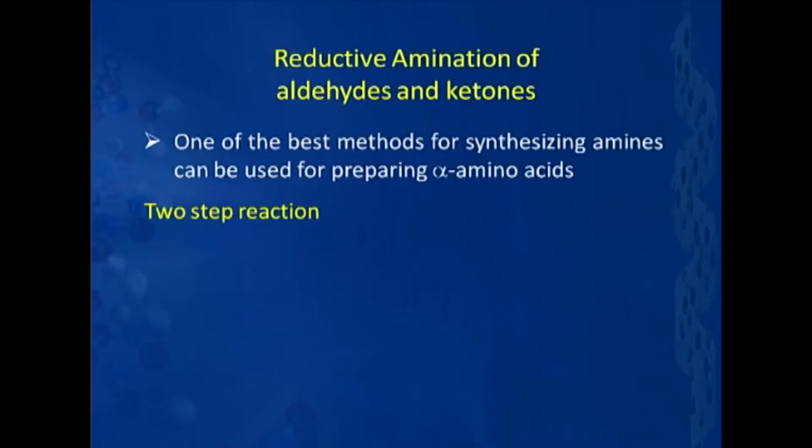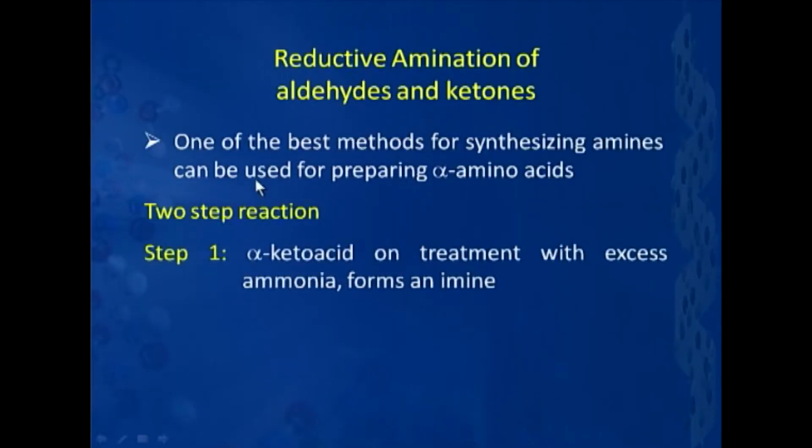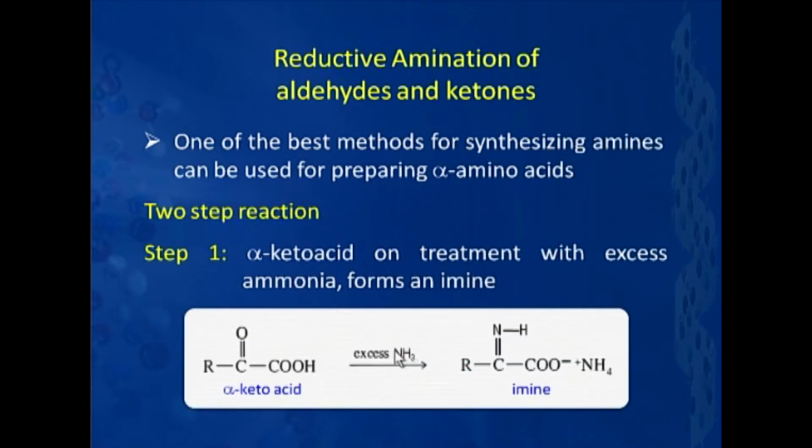Okay. Now, reductive amination of aldehydes and ketones, as the name suggests. This is actually one of the best methods of synthesizing amines in principle, but that actually is made use of in synthesizing alpha amino acids. And the method is as follows. It is a two-step reaction, wherein in the first step we take an alpha keto acid and treat it with excess of ammonia. With this reaction what we get is an imine. That means, you start with an alpha keto acid, this is my acid group there, this is my alpha keto. So, if we take an alpha keto acid and react with excess of ammonia, I get an imine.